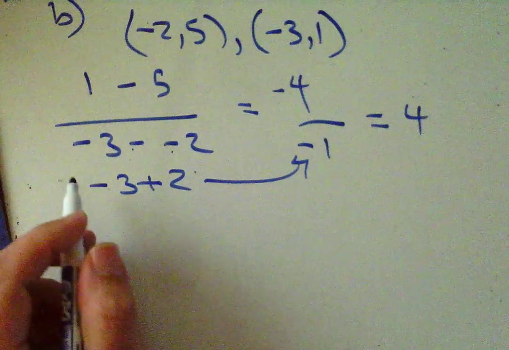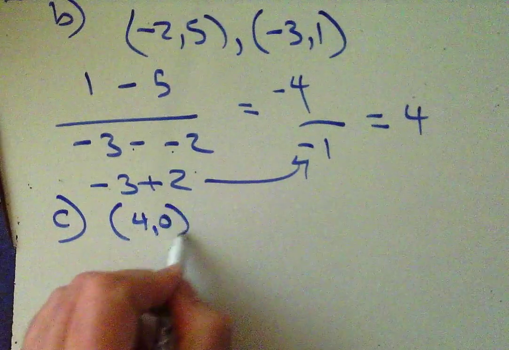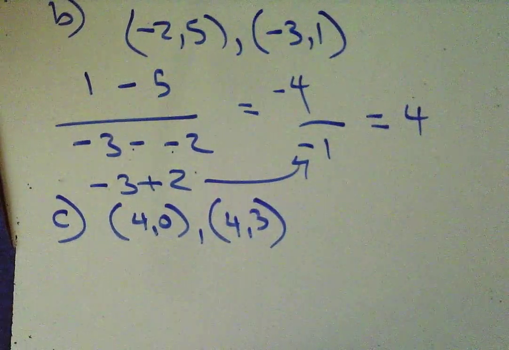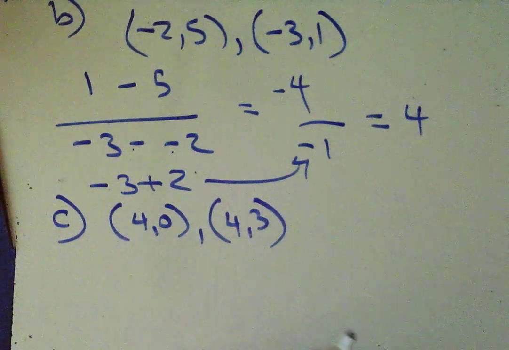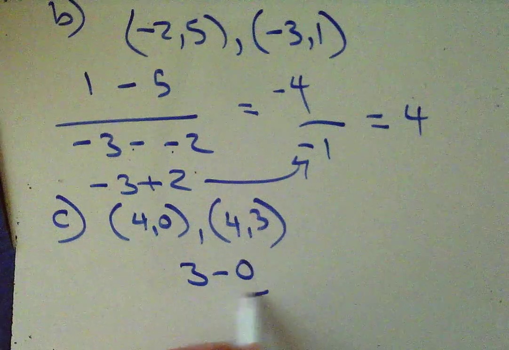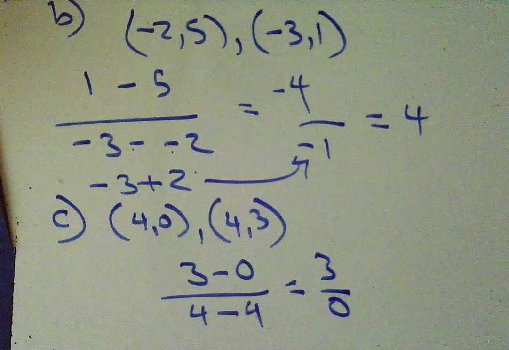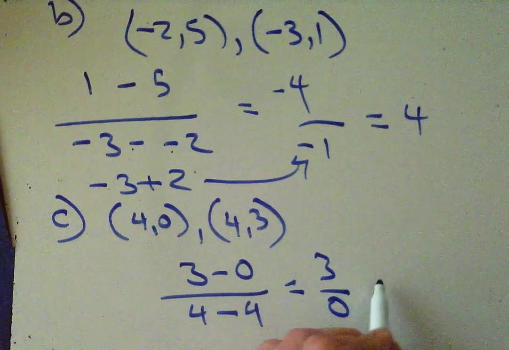Okay, how about this one? Let's see. (4, 0) and (4, 3). Please find the slope here, pause the video, come back when you're done. Okay, welcome back. So I got 3 minus 0 over 4 minus 4, which is 3 over 0. 3 over 0 is not 0. This is undefined.